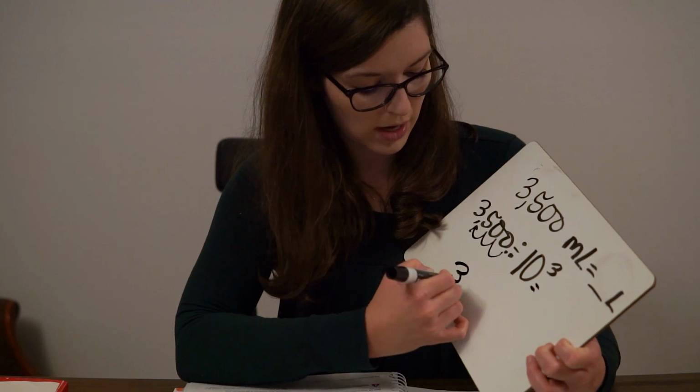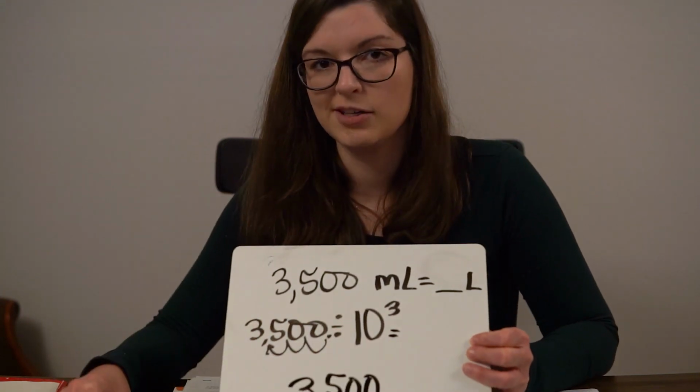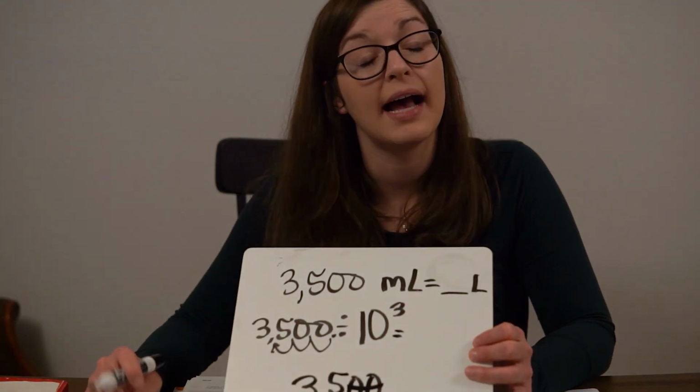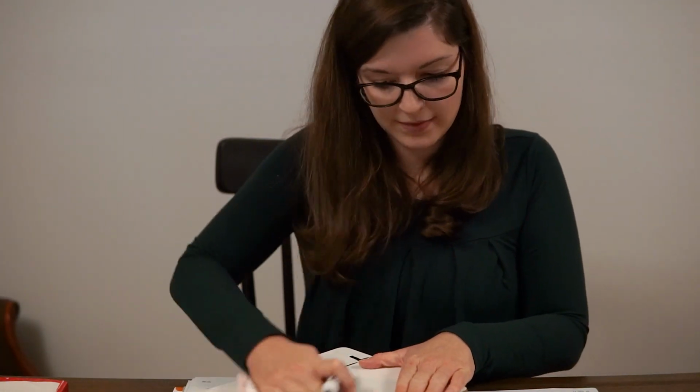The answer is 3 and 500 thousandths. Hey, what do you know about these 2 zeros on the end? Do we have to have them there? Yeah, we could just say 3.5 or 3 and 5 tenths. And that's what they give you as the answer, 3 and 5 tenths liters. Okay.